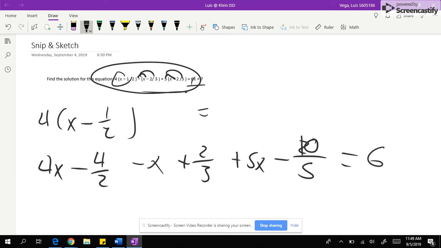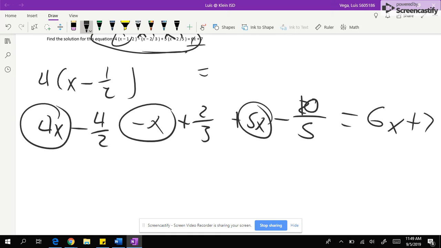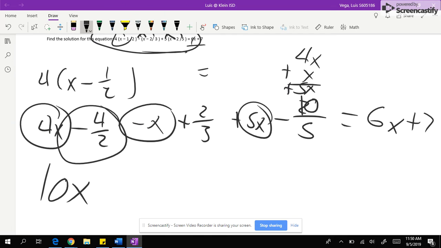So now you have all that equals 6x plus 7. So the next step is just combining like terms. What that basically means is that every term that looks the same, that has the same variable, you combine. So for example, you would combine 4x plus x plus 5x, right, and that would equal 10x, and then you combine all of these.